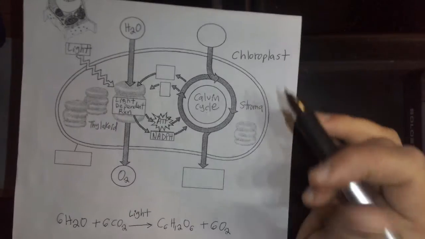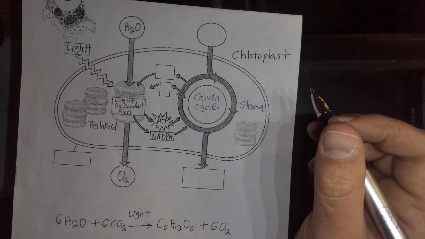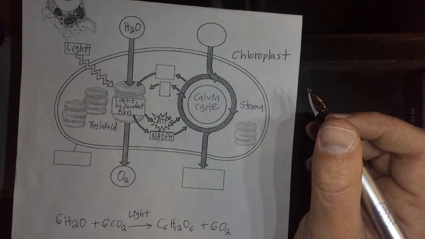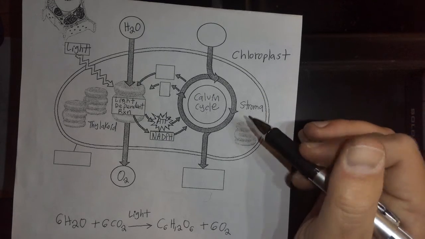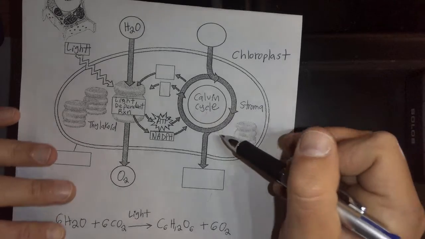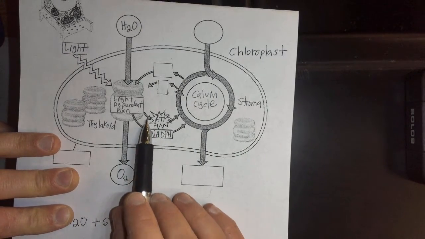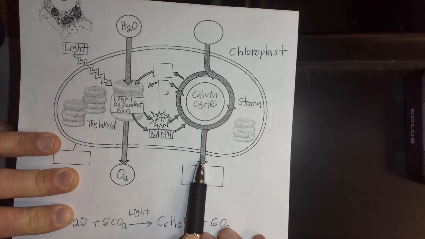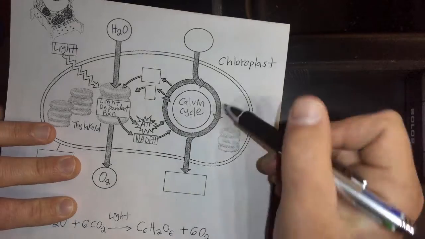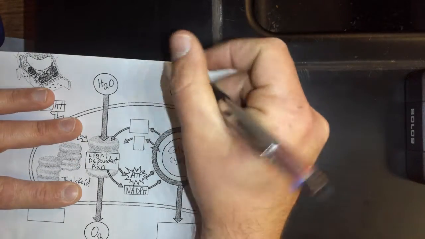It's sort of like investing money into a company. You put a little bit of money into a company, you invest it. Over time, if that company is successful, you get a higher return. That money grows. So the same idea here. We're putting in energy so that glucose can be made. Now in this Calvin cycle, this is where carbon dioxide enters.